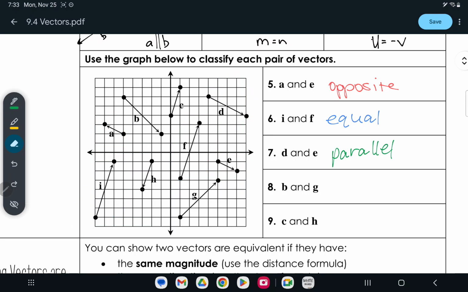All right, clear these out to do the next. B and G, well, they're not going opposite directions. They're not parallel. So this will actually be none. And last set, C and H. Let's see, they look to be about the same size and are going opposite directions, so they are opposite.